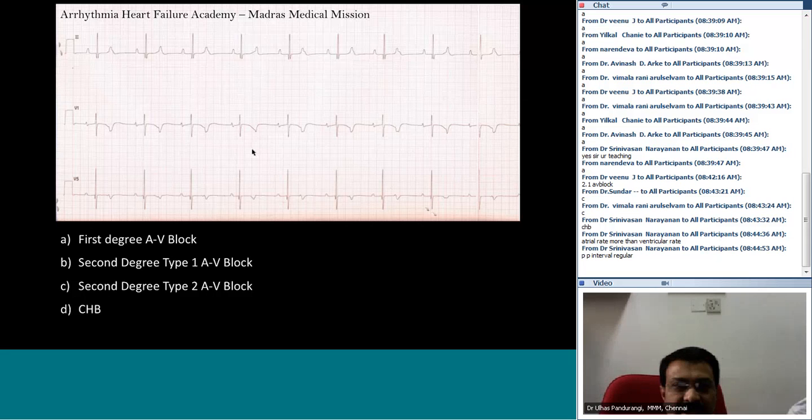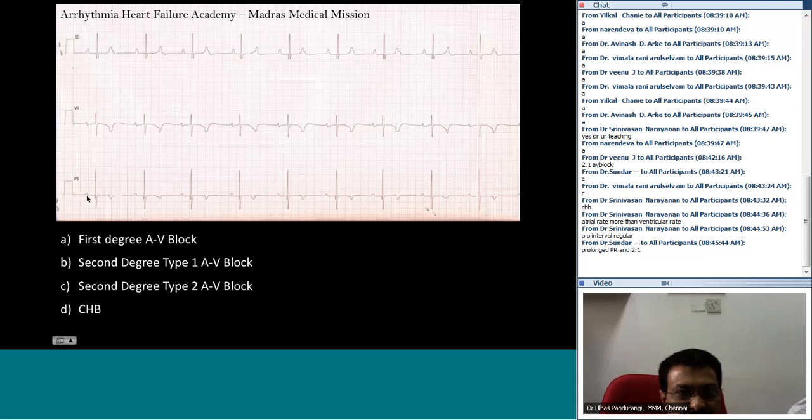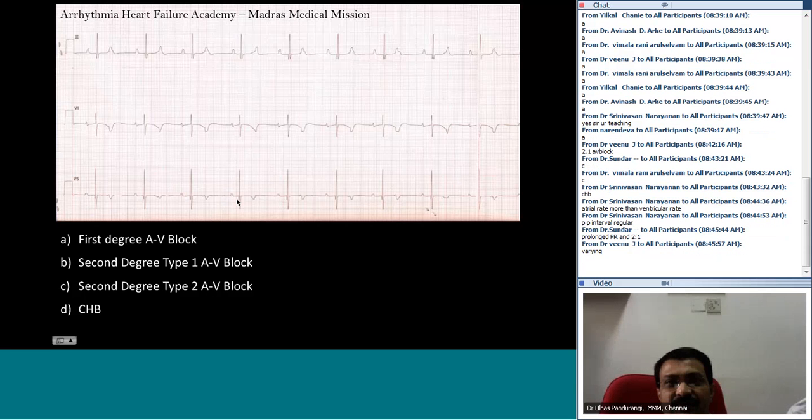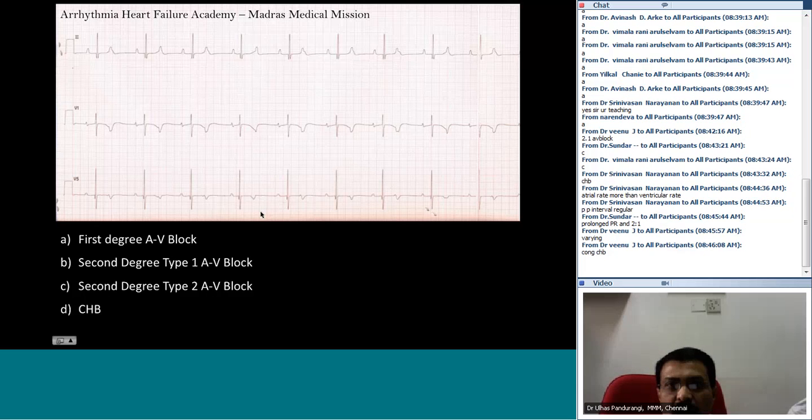The reason being, if you look carefully at the PR interval, look at this PR, look at this PR, look at this PR, look at this PR. What is happening with the PR intervals? The PR interval is classically changing. Excellent. Vinu picked up the nice point. The PR interval is changing. Correct, Vinu further defines this as a congenital CHB, and that is because of the narrow QRS.